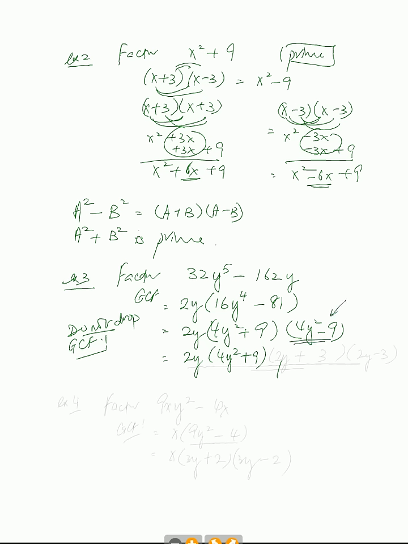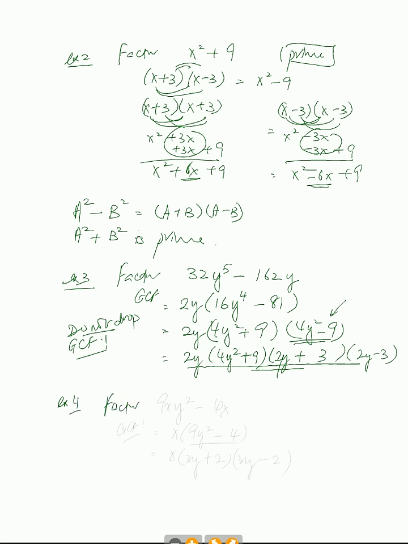Okay, it's prime. But look at this one. This is a perfect square separated by minus, which means you can continue. So this is where you call it 2y and 2y, 3 and 3, and then you have a plus and a minus. So you must always check your answer to make sure that you cannot go on anymore. The difficulty about factoring is to make sure to check that you have factored completely.